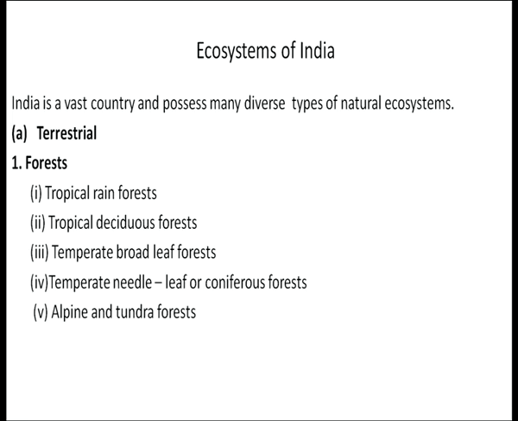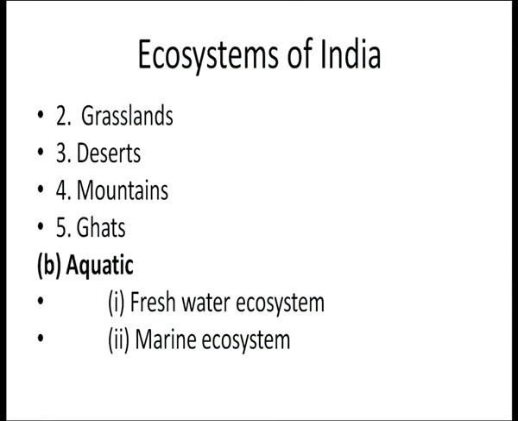Now, let us learn about the biomes of India. As already stated, the first important type of biomes are forests, which are widely spread all over the country. They can be classified as tropical rainforest, tropical deciduous forest, temperate broadleaf forests, temperate needle leaf or coniferous forest, and alpine and tundra forests. The other types of terrestrial biomes are grasslands, deserts, mountains, ghats, and of course aquatic ecosystems, as we have just now discussed, the freshwater and the marine biomes.